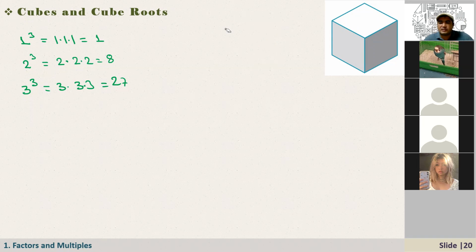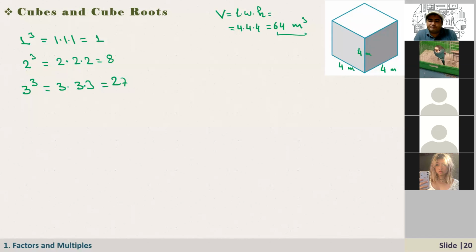Why do we say cubed? As you see here in the picture, we have a cube, right? Let's say this side is 4, and the width is equal to 4 and height is equal to 4. Now, how do you find the volume? To find the volume, we multiply length by width by height. That's 4 times 4 times 4, which is 64. Let's say all are meters, so it will be meters cubed. That's why we call these cubes. That's a geometric description of this number.